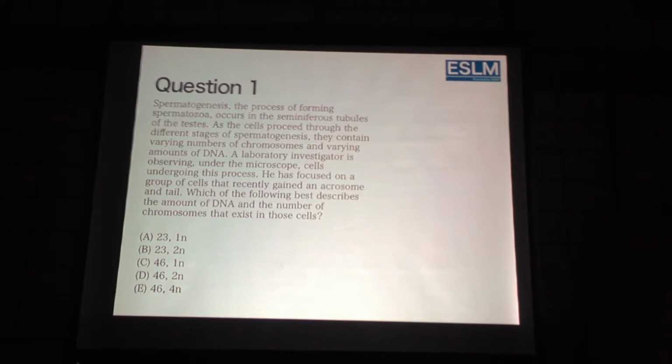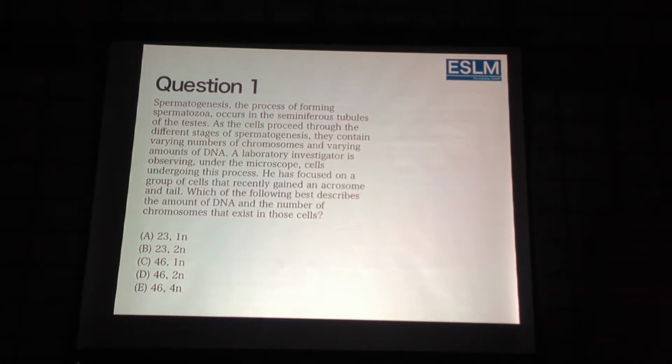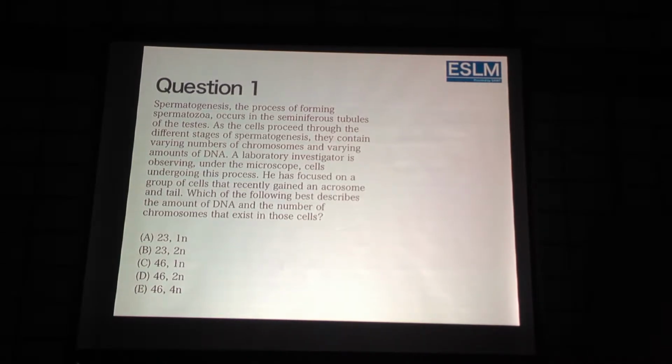Wow, that's a long question. So first of all, we have to understand what it means. So at this point, does anyone know what the question means? It's very hard, right? I think even for senior students, it's very hard. But the question itself shouldn't be too hard. Well, let's read the answer choices. A, 23, 1N. B, 23, 2N. C, 46, 1N. D, 46, 2N. E, 46, 4N.